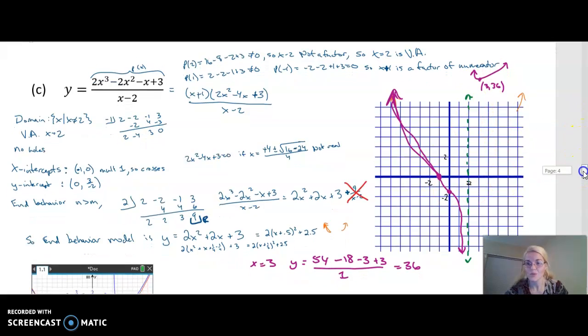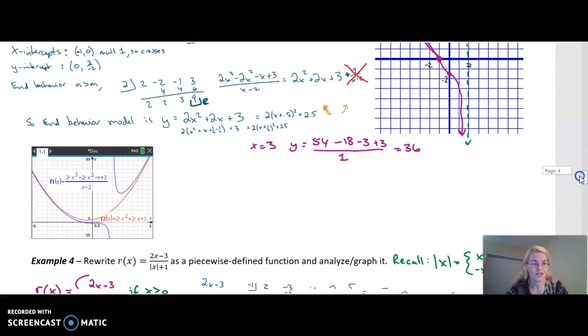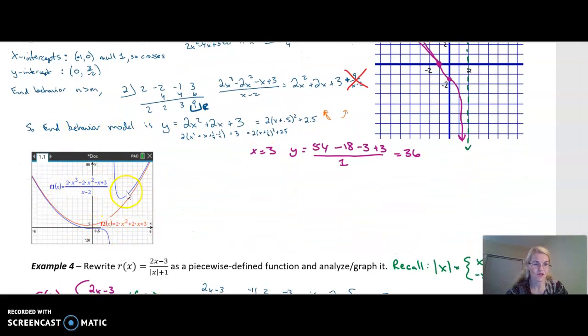So to give you a better picture too, here's what it looks like on our graphing calculator. And you can see how the end behavior is modeling and looking like our parabola when we scale things differently.